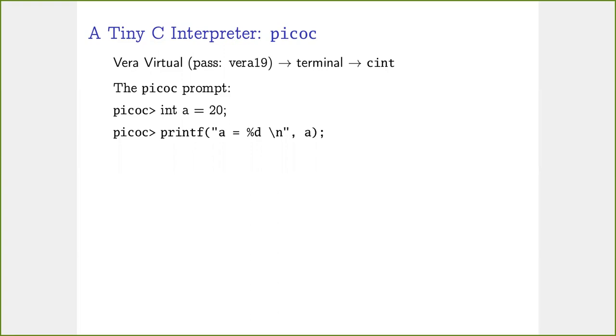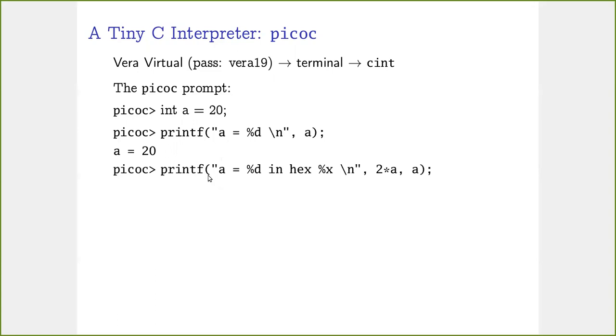%d is different. %d is paired with this variable here. This %d won't appear in the string, but the value that's in the variable memory cell A will appear. So what this is going to do is print A equals 20, then enter a new line, and that's what happens. The A equals 20 comes from this, and the new line brings the Picoc prompt down here. Okay, let's continue with another version of printf.